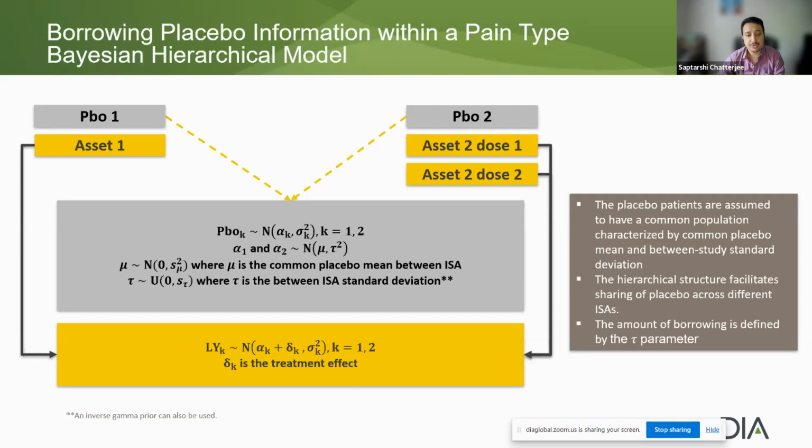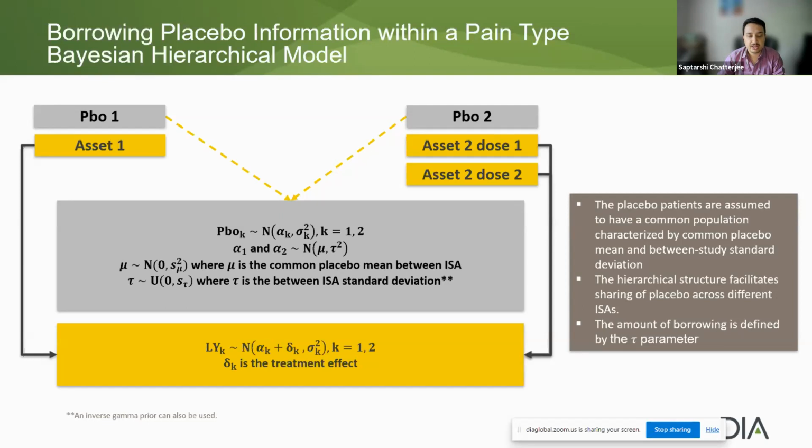So what we are doing in dynamic borrowing is that the model is basically constructed based on a hierarchical model, where there is a hierarchical prior on the mean placebo effect. Imagine alpha k is the mean placebo effect of ISA k, and we have alpha 1 and alpha 2 for two ISAs.